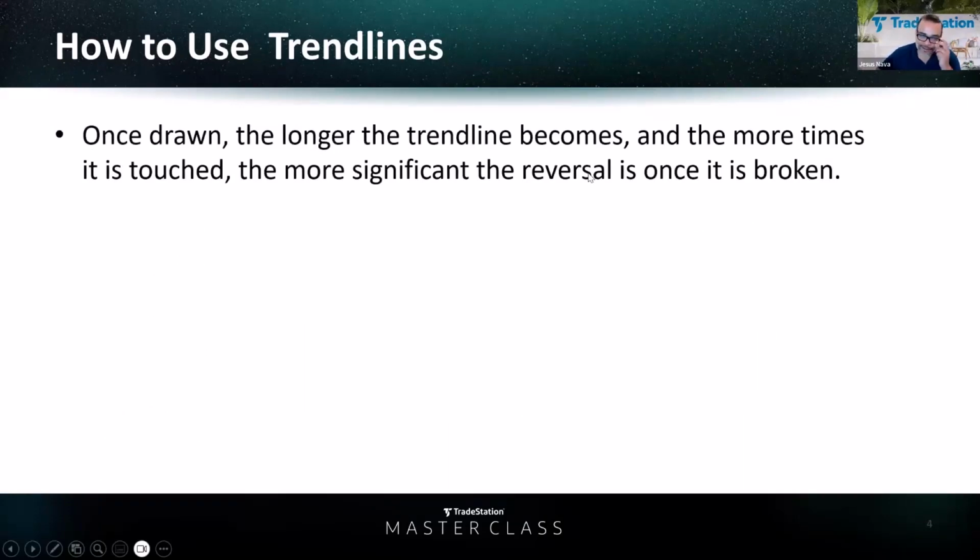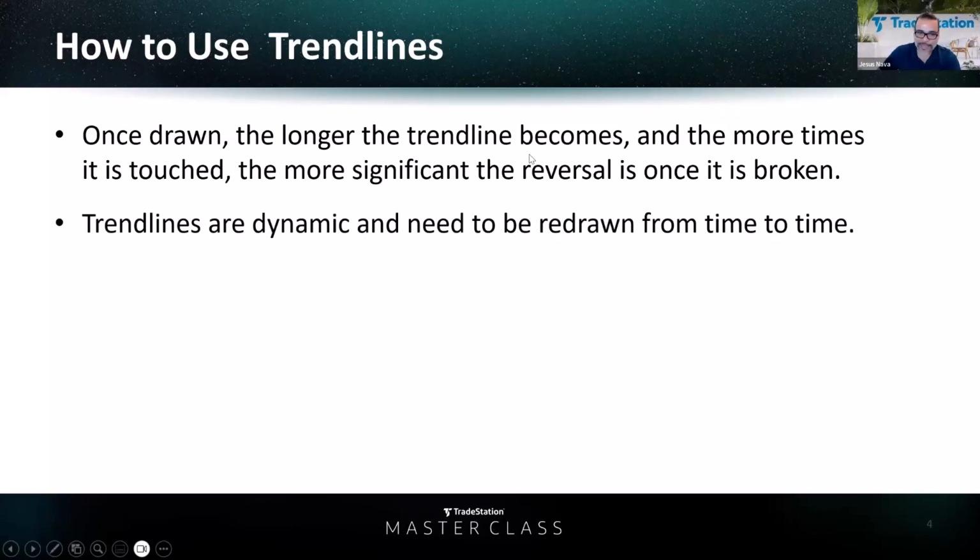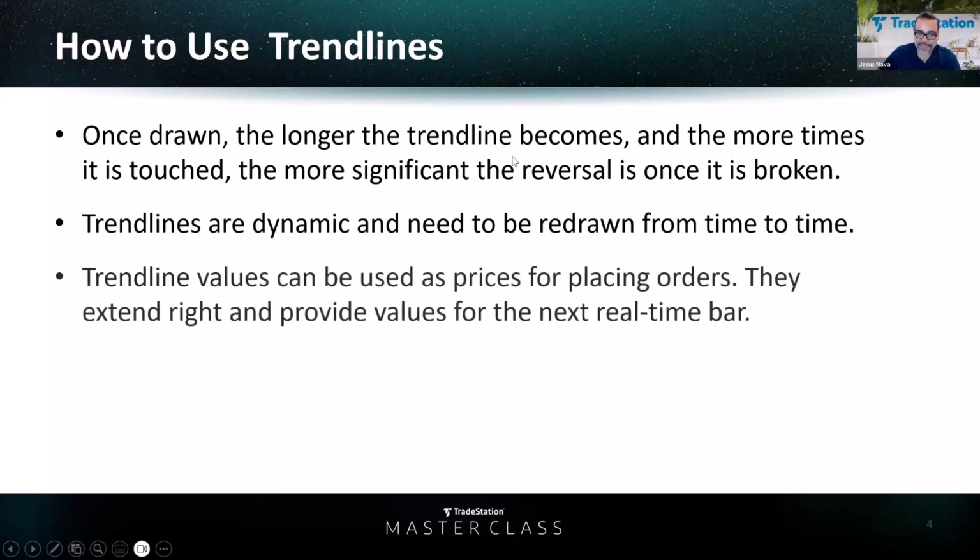Once they're drawn, the longer the trend line becomes and the more times it is touched, the more significant the reversal is once it is broken. Trend lines are dynamic and they need to be redrawn from time to time. And the trend line values can be used as prices for placing orders. They extend right and provide values for the next real-time bar.